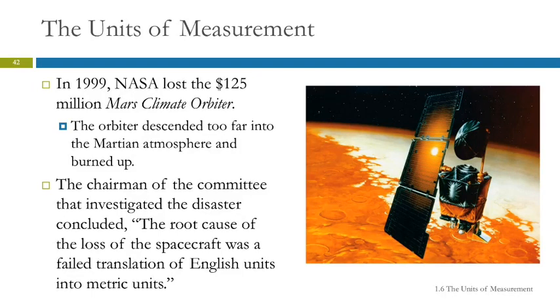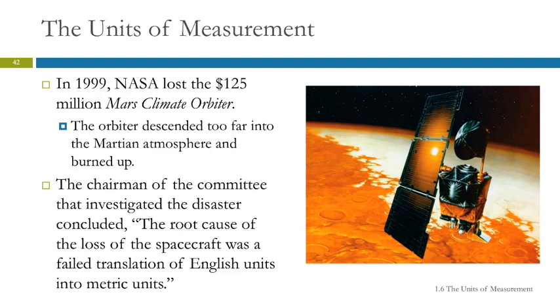We measure a lot of things in science, and in order to measure something, we need units. And I cannot emphasize enough how important units are. Units are critical. And here's an example from real life. Back in 1999, NASA lost the Mars Climate Orbiter, $125 million.